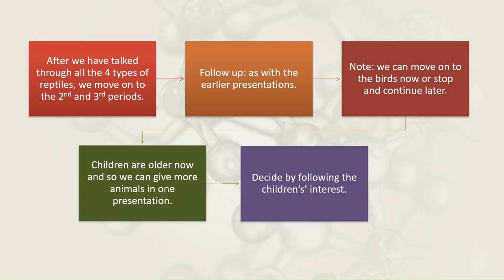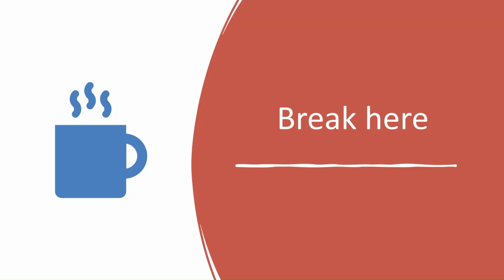After we have talked through all the 4 types of reptiles, we move on to the second and third periods. Follow up. As with the earlier presentations, note we can move on to the birds now or stop and continue later. Children are older now, and so we can give more animals in one presentation. Decide by following the children's interest. We can take a break here and let the children do research on their own.